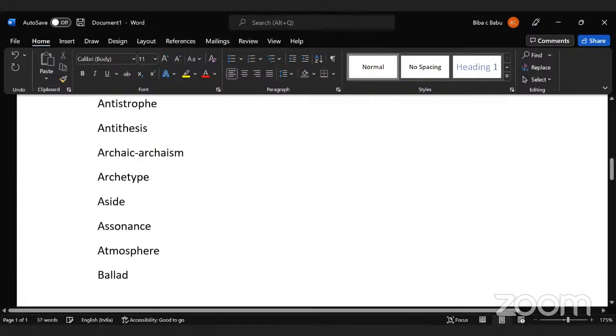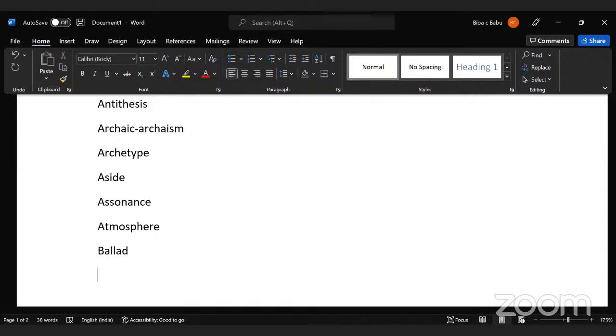Next is ballad. Ballad is a narrative poem, a long narrative poem which tells the story of love, romance, adventure, hardship. So these are called ballad. It is narrated in the form of a story. That is ballad.